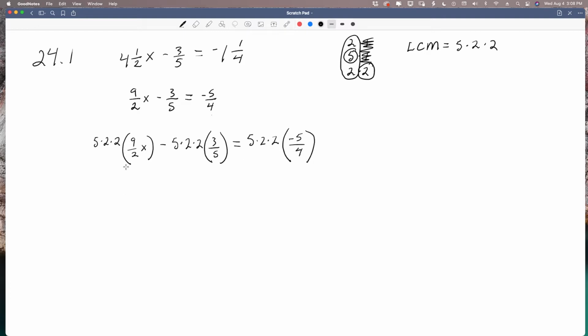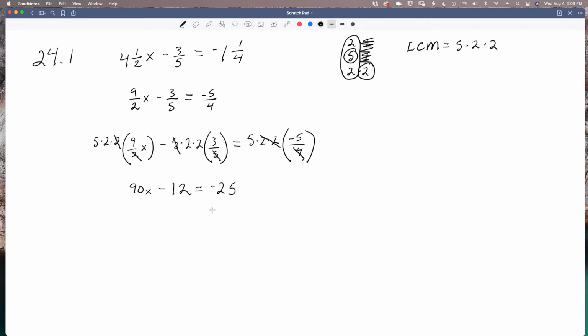All right, so now we can do this calculation and simplify it, or we can just factor out the common factors ahead of time and only multiply what we really need to multiply, right? So 5 times 2 is 10 times 9, that's going to be 90x. And this is 2 times 2, which is 4 times 3, that's going to be 12. And 2 times 2 is 4, so we eliminated both of those, and we eliminated the 4. So 5 times negative 5 is negative 25.